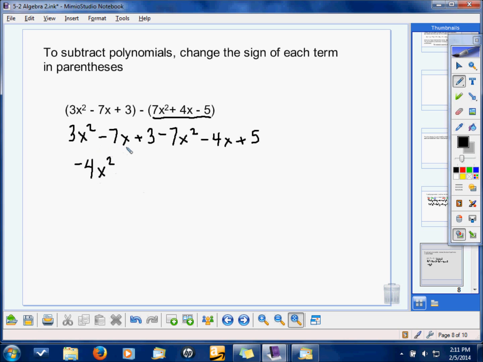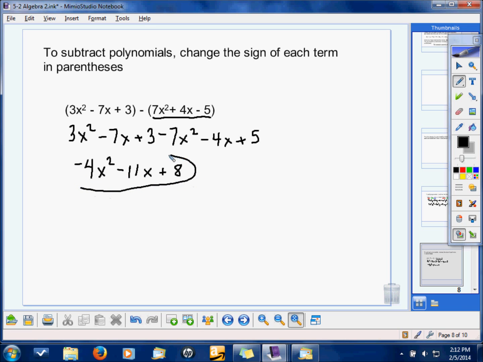Sabrina, what's the like term with negative 7x? Negative 4x. So we put negative 4x and negative 7x together, and you get negative 11x. And then, Preston, what goes with the 3? 5, and that gives you 8. So I've got all the like terms together.